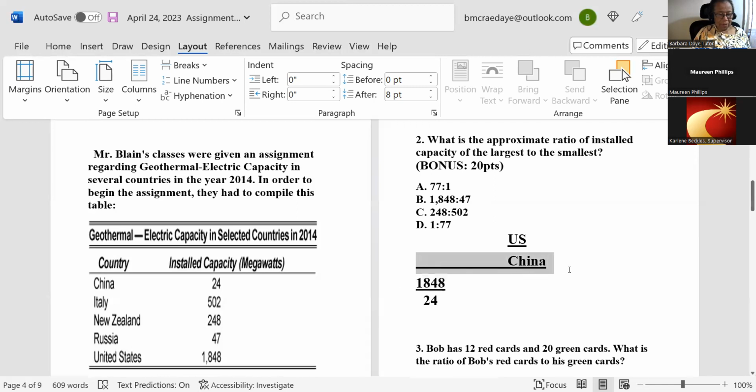Now, how would you find which answer is correct, Maureen? By dividing. Dividing what? 24 by 1,848. You mean 1848 divided by 24. Yeah, the numerator you divide by the denominator. So divide that out. What do you get? You divide the 1848, you're correct. You would divide it 1848 divided by 24. What do you get?